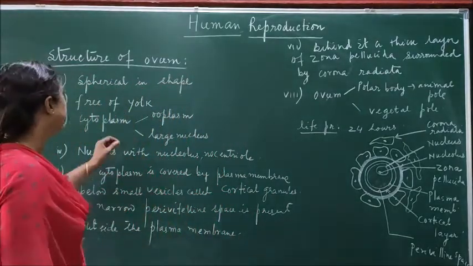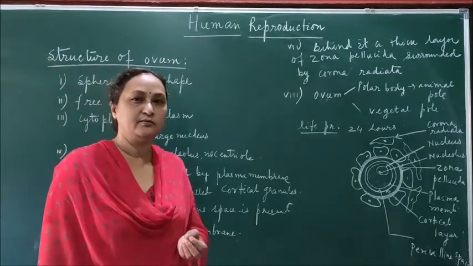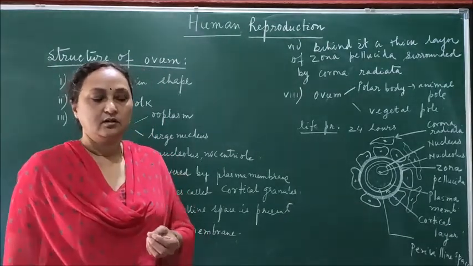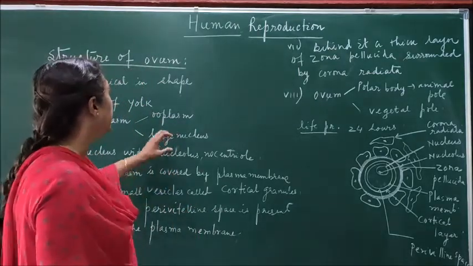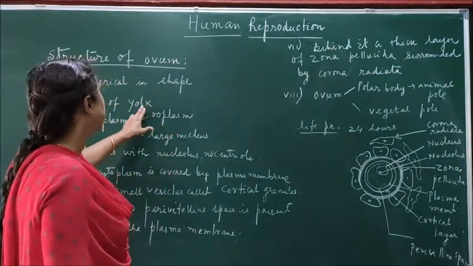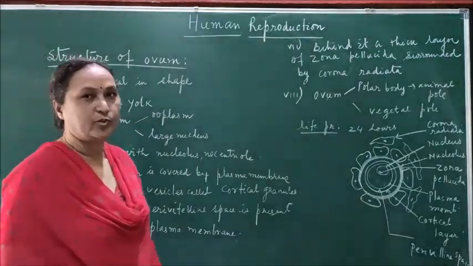In the ovum you can find there is no yolk. For example, suppose you take the egg of a hen. The yellow portion is the yolk portion. So here you can find that in the mammalian ovum there is no yolk. And the cytoplasm is called ooplasm.